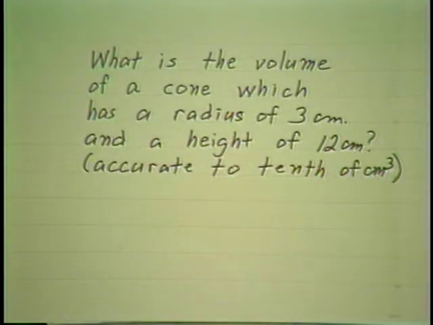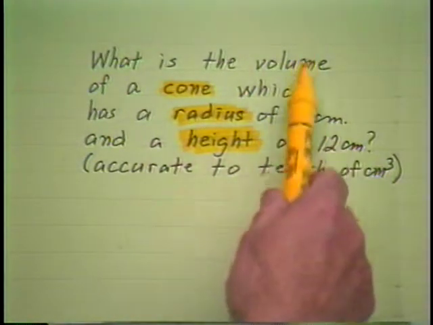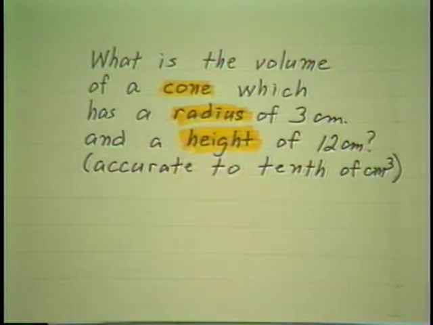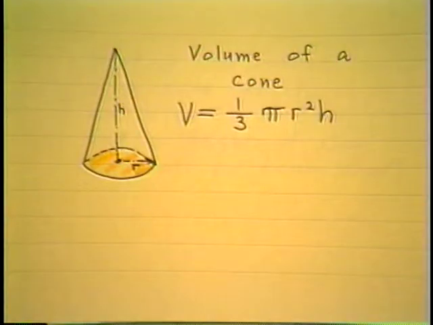Another problem. By now, the technique of solution is rather routine. First, you identify the solid by name, the cone, and what its measure, its computation, apparently depends upon, and that's a radius and a height. Then in a handbook or somewhere, you look up a formula relating the volume to those 2 measurements. And here we have it.